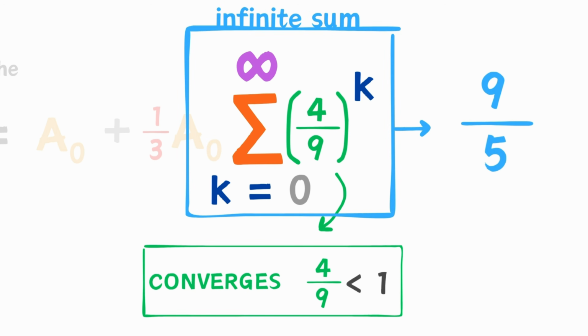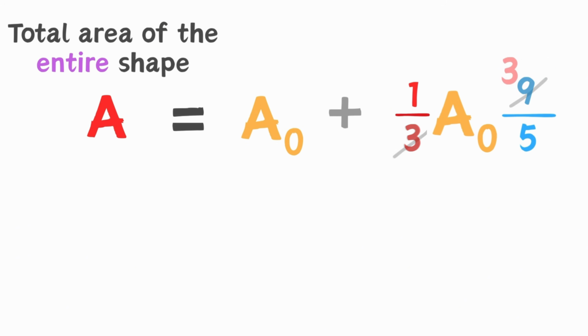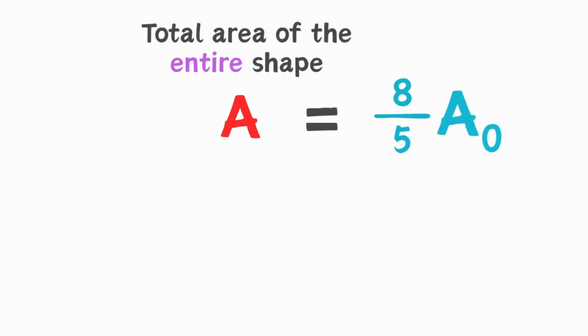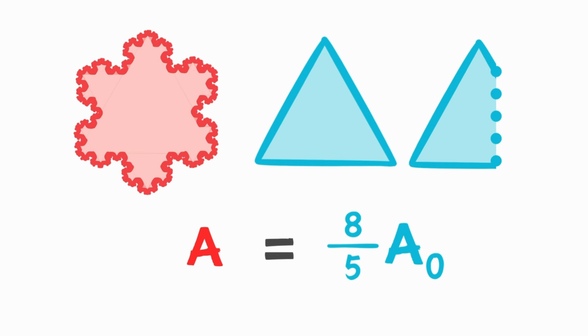This infinite sum equals 9/5. After simplifying the second term with some multiplication and combining like terms, we find that the area of the final snowflake is 8/5 of the area of our humble triangle. Even though we are adding infinitely more triangles, their areas shrink fast enough to give us a finite amount.